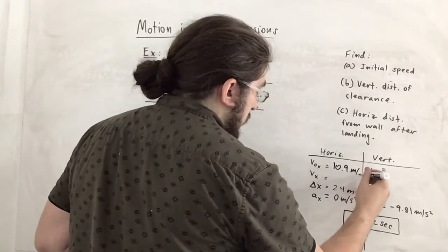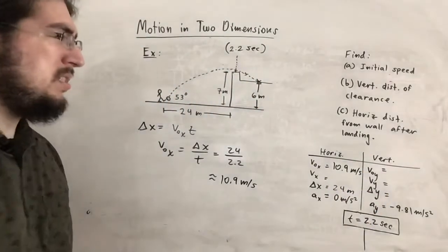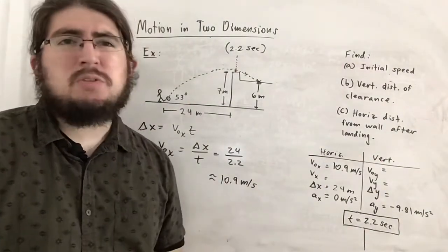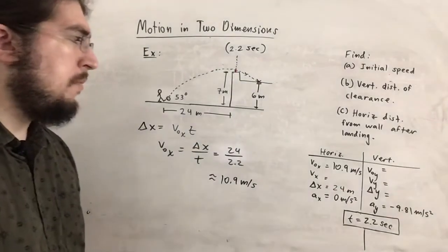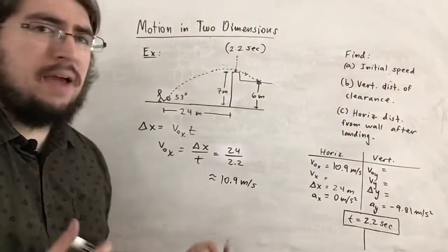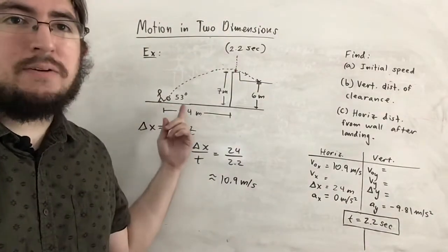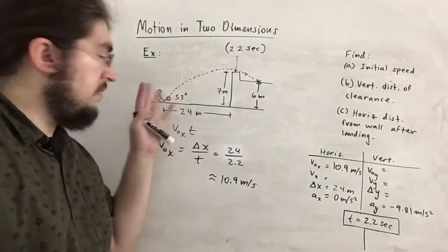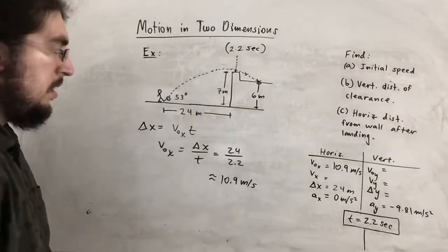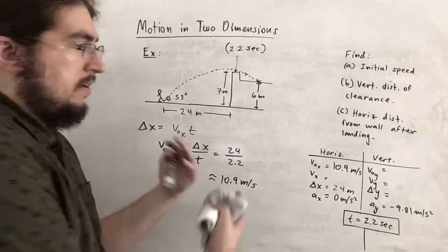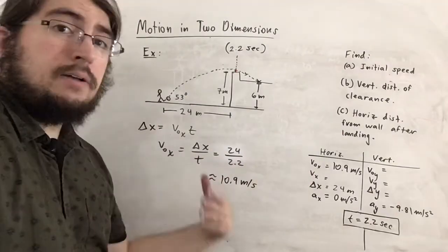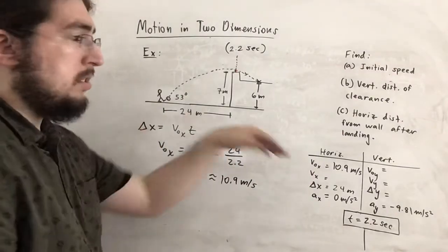Now the huge issue is, can we use this to find v naught y? Maybe we can't use it directly, but we actually can use it because something we haven't considered yet was the angle. Usually we use the angle to find v naught x and v naught y, but here we found v naught x using something else, and now we're going to use the angle to relate them.